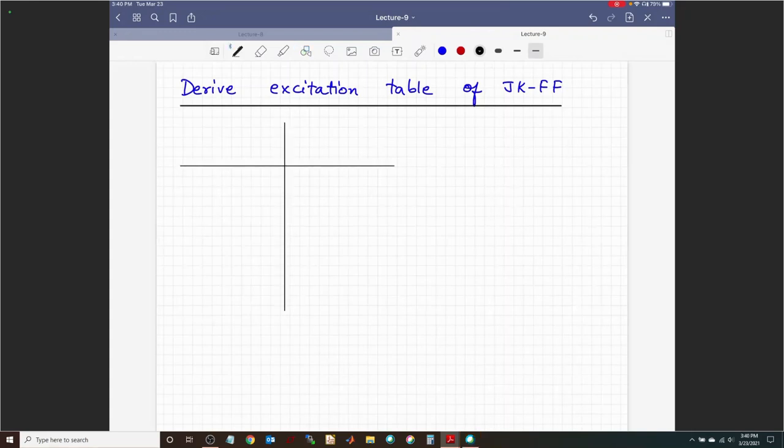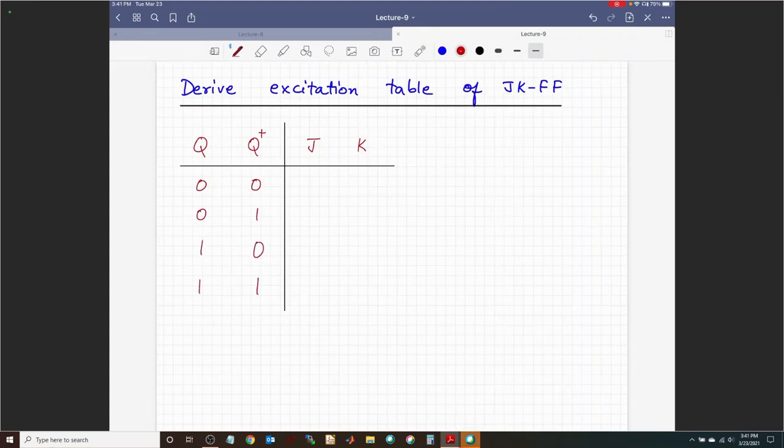Your inputs are actually going to be Q and Q plus, or last Q and Q, whatever you want to call it. Q, Q plus. That's the transition, old to new. And if you want that transition, what should you give at J and what should you give at K? That's your excitation table. Obviously, there can be four combinations for the transition. Old might be 0, new might be 0. Old might be 0 and change to 1. 1 to a 0, 1 to a 1.